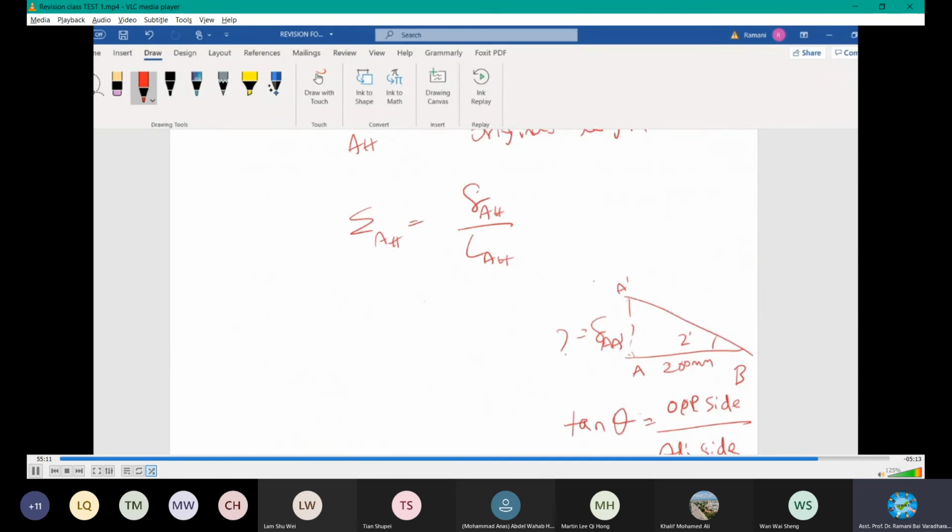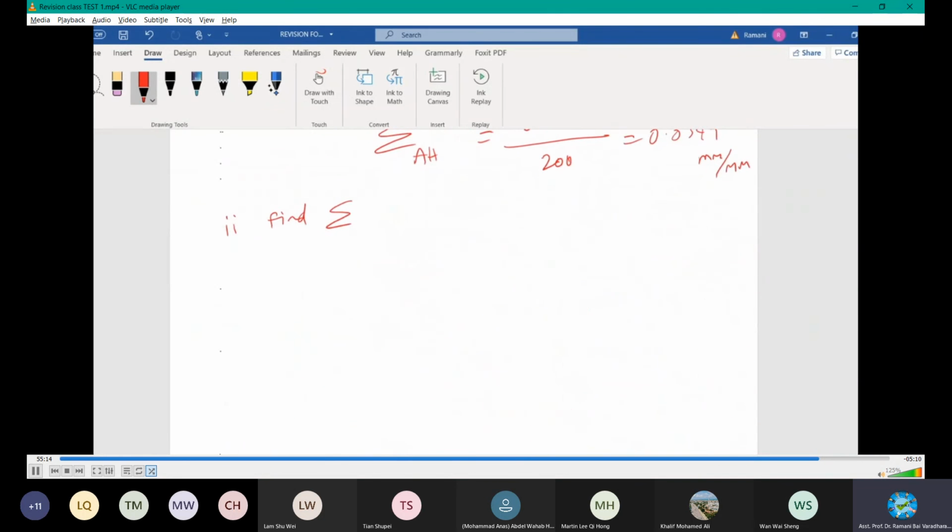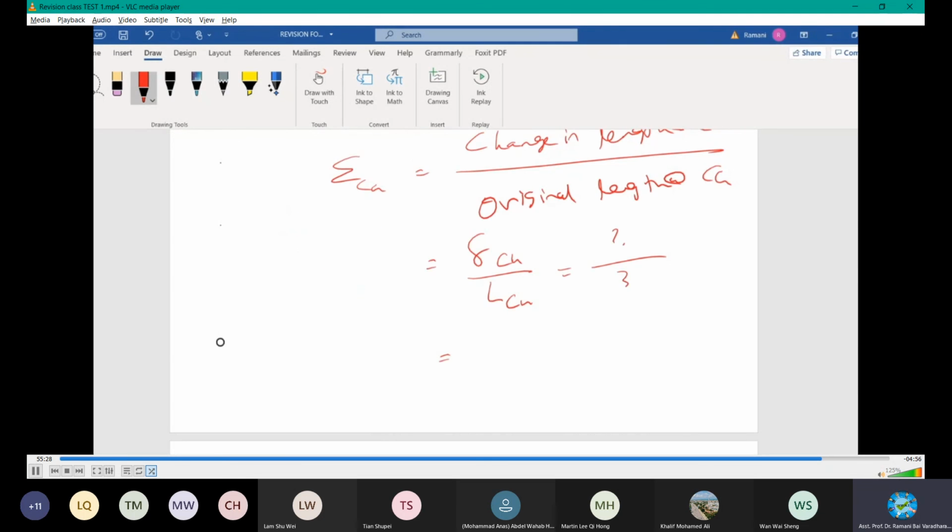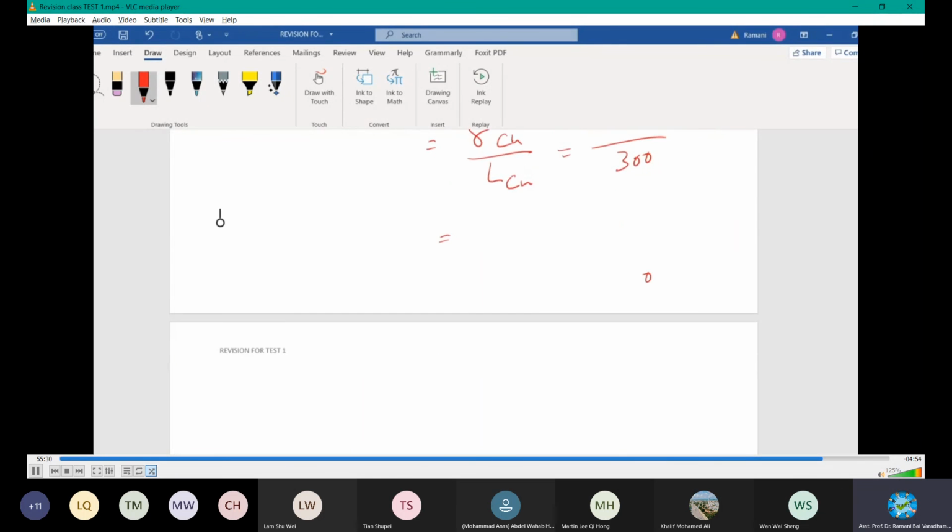Okay, strain value at CG. To find this, follow the same formula. You know that the strain is equal to change in length over original length. Am I correct? We need to find the change in length by using the trigonometry given to you, the geometry.